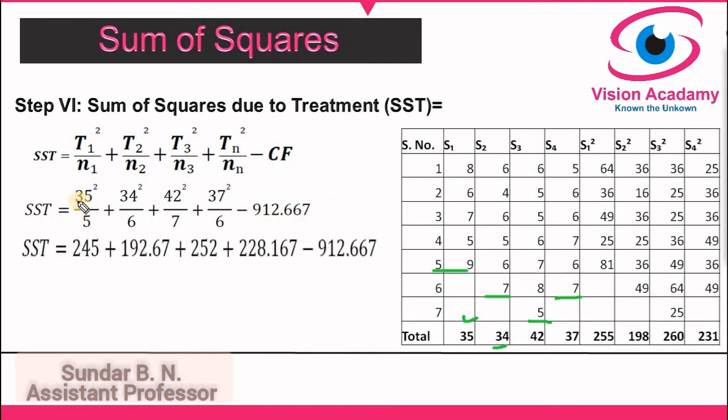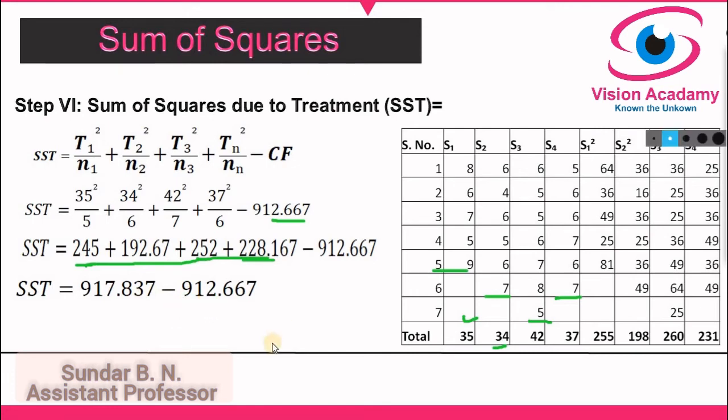912.667. So 35 into 35 divided by 5 is 245, 34 into 34 by 6 is 192.67, 42 into 42 by 7 is 252, 37 into 37 by 6 is 228.167, minus the correction factor. So firstly I have added all the positive values, that is 917.837, and the correction factor carried as it is, and when I subtract this by the correction factor, SST is 5.17. So in this way, by subtracting the correction factor, we found SST also.